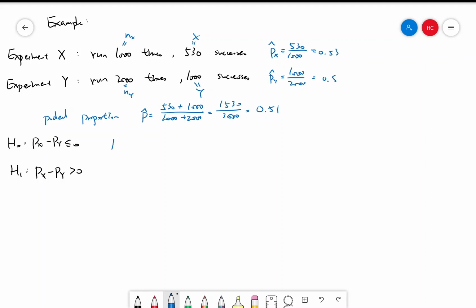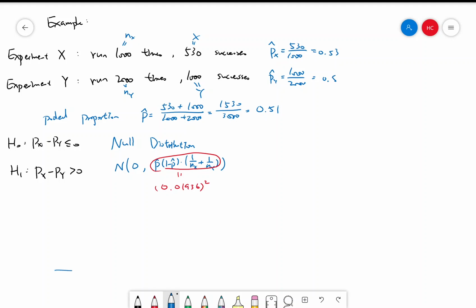So the null distribution is the normal distribution with mean 0 and the variance being p hat times (1 minus p hat) times (1 over n_x plus 1 over n_y). And we have all these values, so we can just plug into the calculator. This tells us that the standard deviation is 0.01936.